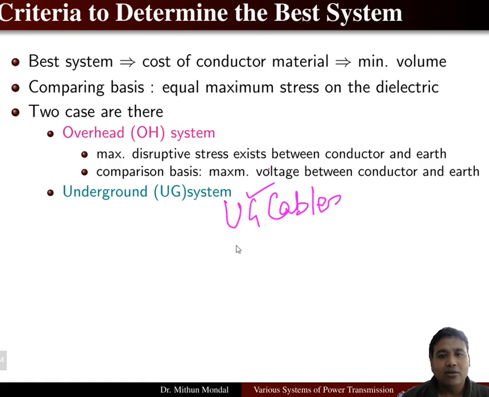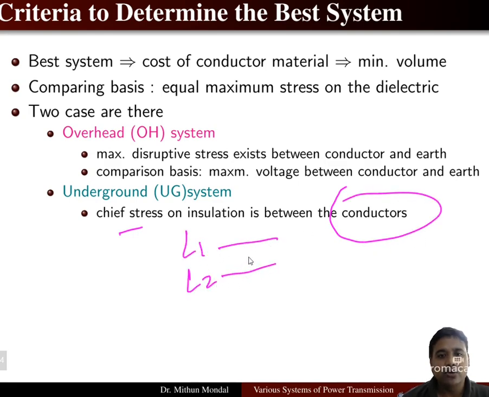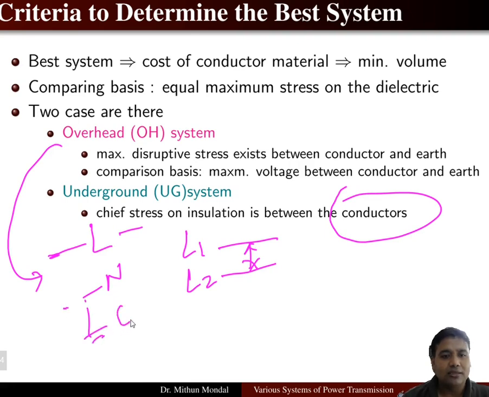So underground cables are the underground system. Here the chief stress occurs between the conductors. So you have conductor 1, this is your line number 1, this is your line number 2. So the maximum stress occurs between these. Here in the overhead system we have discussed, this is your line, and this is your neutral, and this is your earth, right? So the maximum stress occurs between the conductor and the earth. But in the underground system, your chief stress will occur between the conductors. That is the difference.